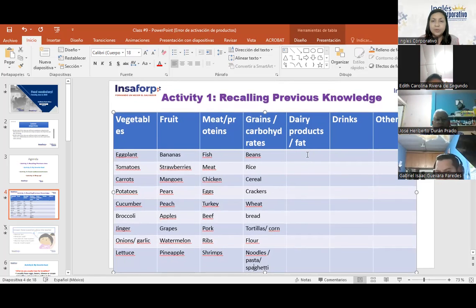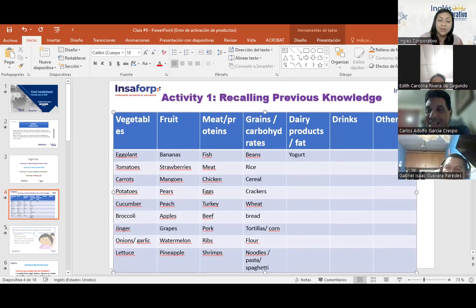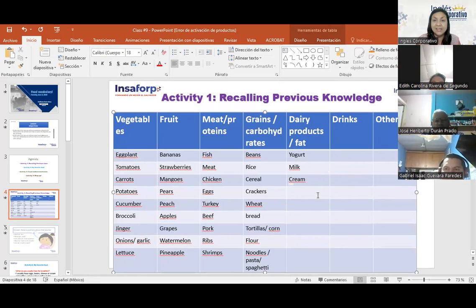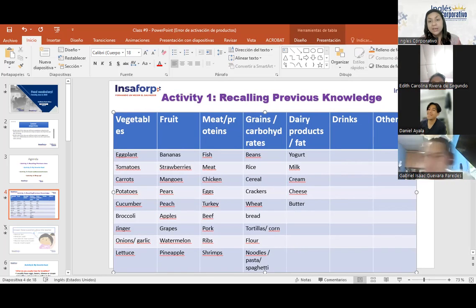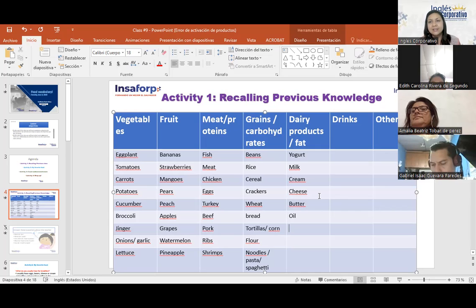What about dairy products or fat? Yogurt. I like yogurt. It's delicious. Milk. Butter. Oh, yeah, definitely milk. Cream. Cheese. My husband can't live without cream. Cheese. Butter. Also, oil like masola, orisol, oil. And ice cream? Ice cream, yes.